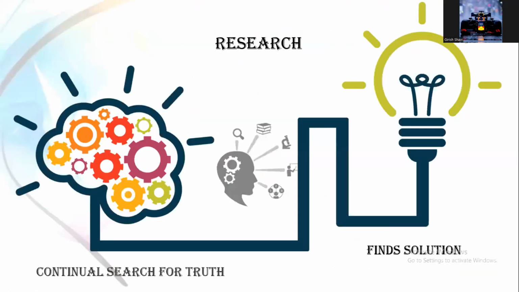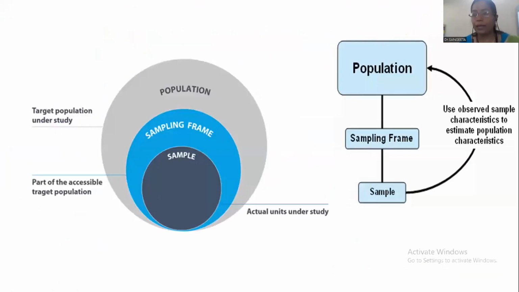Right. Okay, so we have to rely on something known as a sample. So what is a sample? A sample is a small representation of the entire population. So whatever data we collect from a sample gets extrapolated to the population.